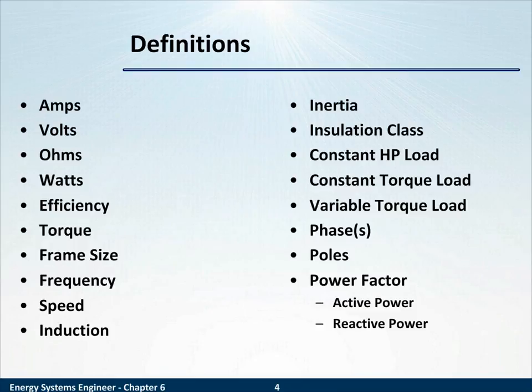Insulation is classified by maximum allowable operating temperatures. So the class is the maximum allowable operating temperature, and it could go from 105 to 130, even 180 degrees C for a class H motor. The next three, constant horsepower, constant torque, variable torque, are just to characterize a difference in load type.